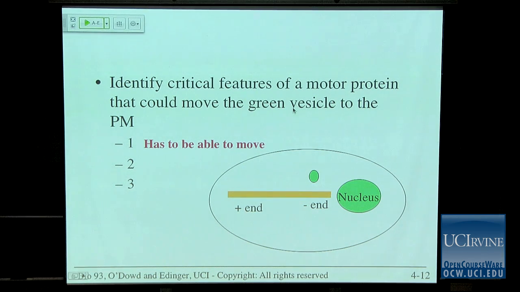While I set up a second demonstration, I want you guys as groups to identify critical features of a motor protein that would be necessary to move this green vesicle in my stick cell here to the plasma membrane. Whenever I do this exercise, students say, well, what do you mean? What kinds of things are you looking for? And I'm really looking for very simple things like this motor protein is going to have to be able to move, to actually move this vesicle from where it is to the plasma membrane. The motor protein is going to have to move. What other features does this motor protein have to have? So think about that. I'm going to ask you about it while we set up the demonstration, and then we'll go over it.